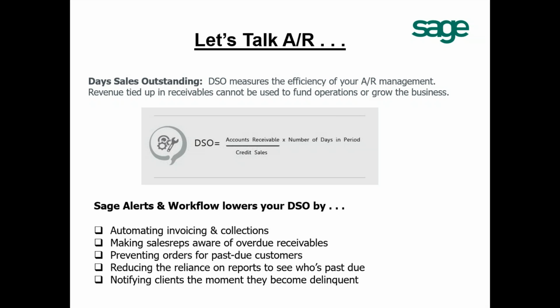And very specifically, Sage Alerts and Workflow enables an organization to lower your DSO. How? By automating virtually all the processes within the invoicing and collections process, by making your staff, your finance department, your sales reps, and in fact your customers more aware of their overdue invoices and balance dues. Sage Alerts and Workflow can prevent additional orders or business from being conducted with customers who haven't paid you for their last business. And so all of this really combines to the use of Alerts and Workflow very specifically to help in the area of accounts receivable.